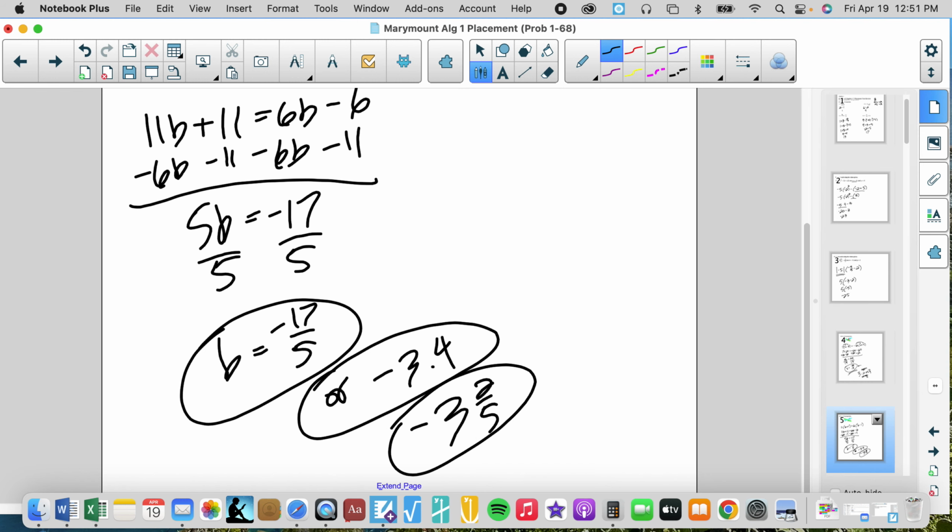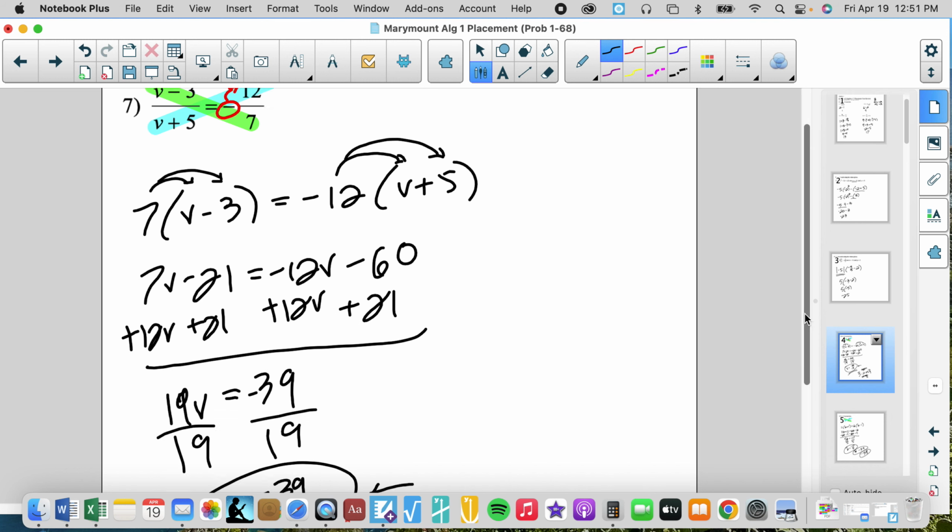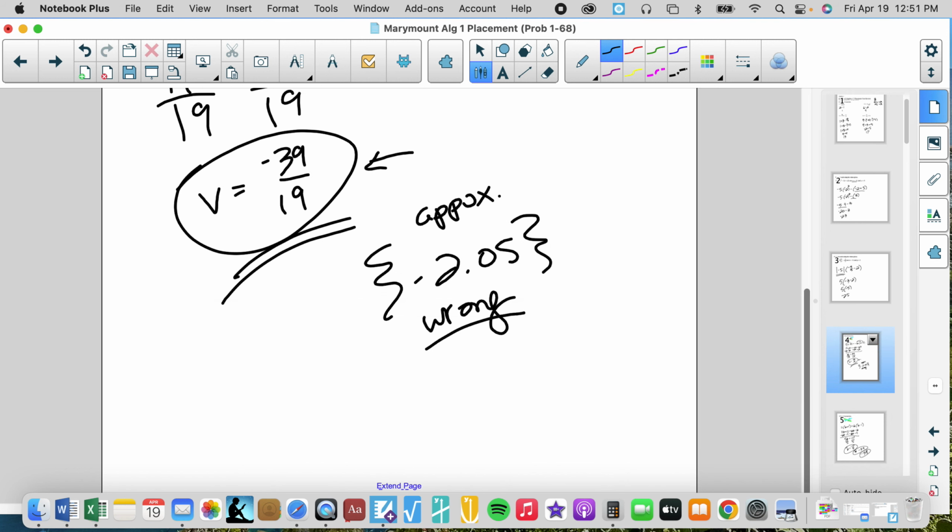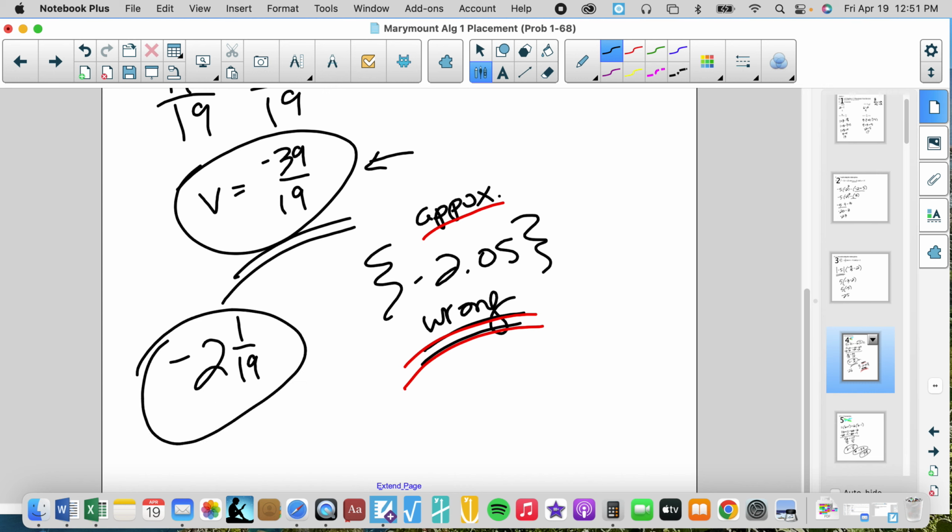These are acceptable. This is wrong. That's not an exact value. That is an approximate value. That's why it's wrong. If you want to give me negative 2 1/19, that's okay. That's an acceptable answer. Those are equivalent. This is not equivalent. Not equivalent.